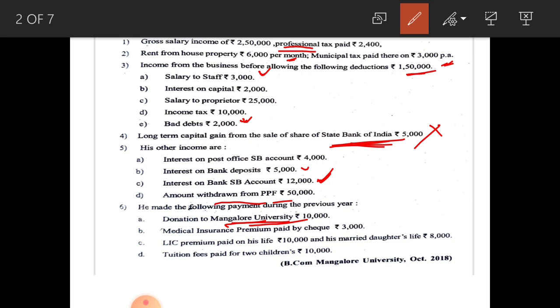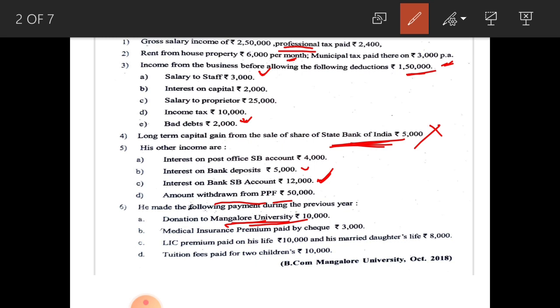Next one, medical insurance paid by check rupees 3,000. Section 80D, medical insurance premium paid up to 25,000 is deducted. Here only 3,000 is paid, so the entire amount can be claimed for deduction.